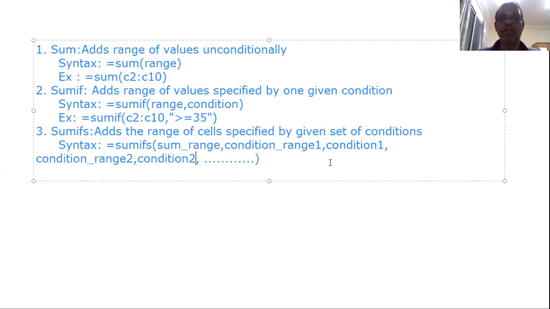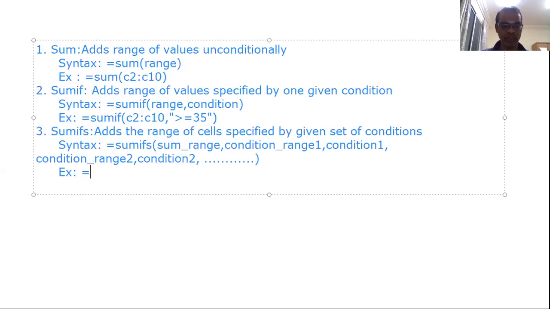For example, in this case we would like to find the marks which are greater than or equal to 35 and add them. In addition to that, I would like to add one more condition: those who are male, not female. That means we have two conditions. The mark should be greater than or equal to 35, and the student should be male. So SUMIF will not work for this purpose. We can go for SUMIFS.